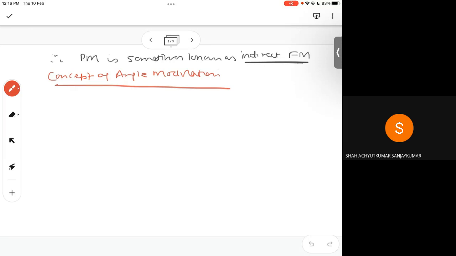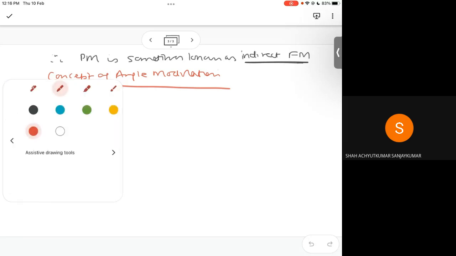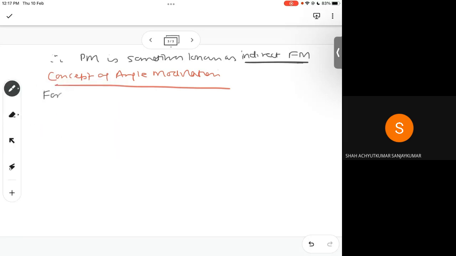So now let's understand the mathematical concept of angle modulation. If I have angle modulation, which I don't write as AM because AM is normally used for amplitude modulation, I will use the words modulated carrier.